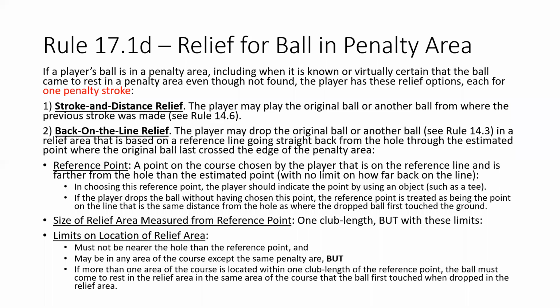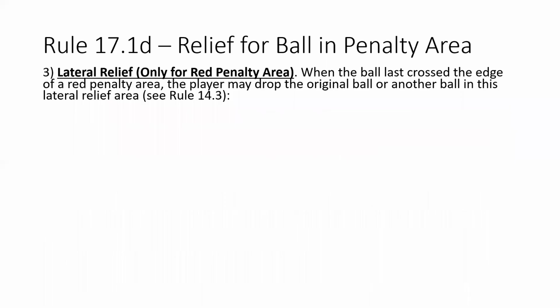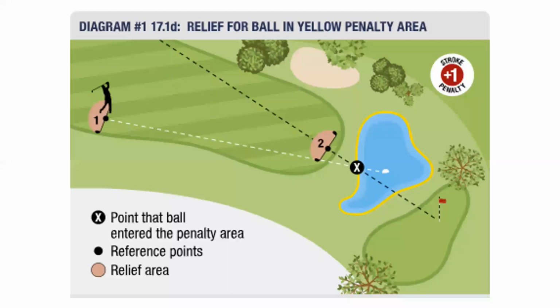So this last point here on this relief area: if more than one area of the course is located within one club length, then the ball must come to rest in the relief area in the same area of the course where the ball first touched when it was dropped. So if we go to the picture, maybe there was a bunker right here in the middle of where this player was going back. If part of this was a bunker and part of this was in the general area, the player's relief area would not be this perfect thing. It would just be one or the other, and it depends on where it hits the ground to determine which half. We're talking about two different parts of the course.